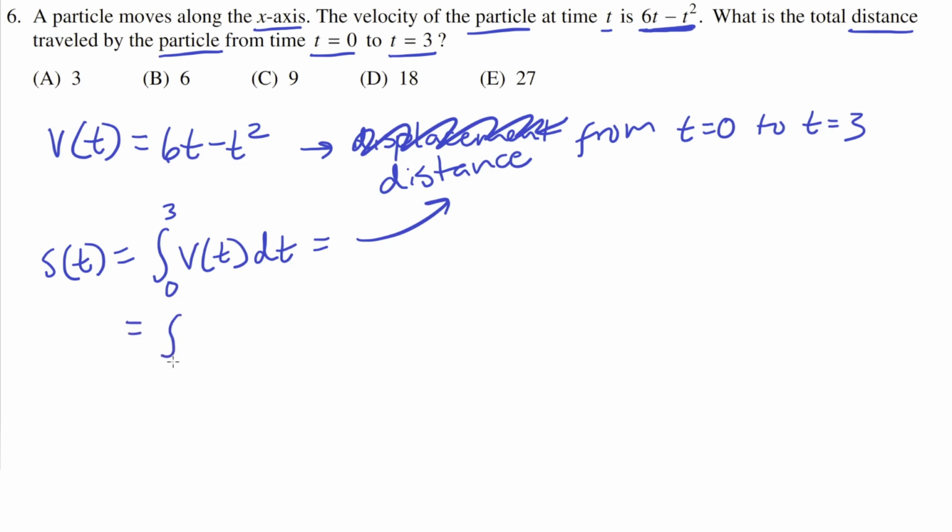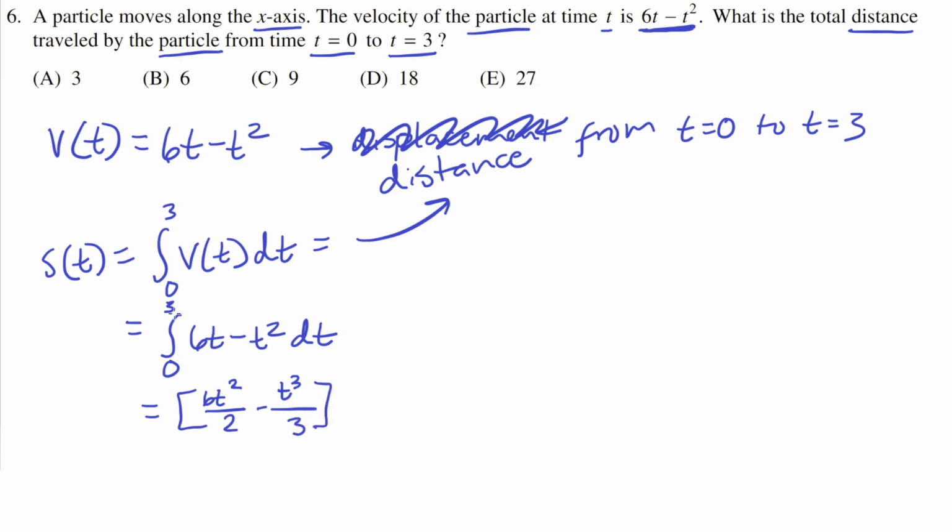So let's set up this integral. We're taking the integral from 0 to 3 of the velocity, which is 6t minus t squared, with respect to t. So to evaluate this integral, we can just do some simple reverse power rule. We'll add 1 to the exponent of t here. So we'll have 6t raised to the second power, and we'll divide by the new exponent. For the second term, we'll add 1 to the power, so 2 becomes 3, and divide by the new power.